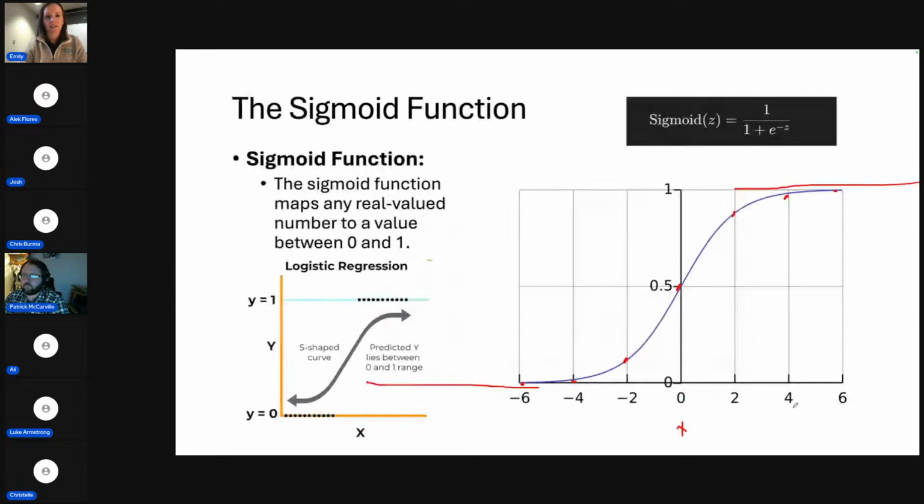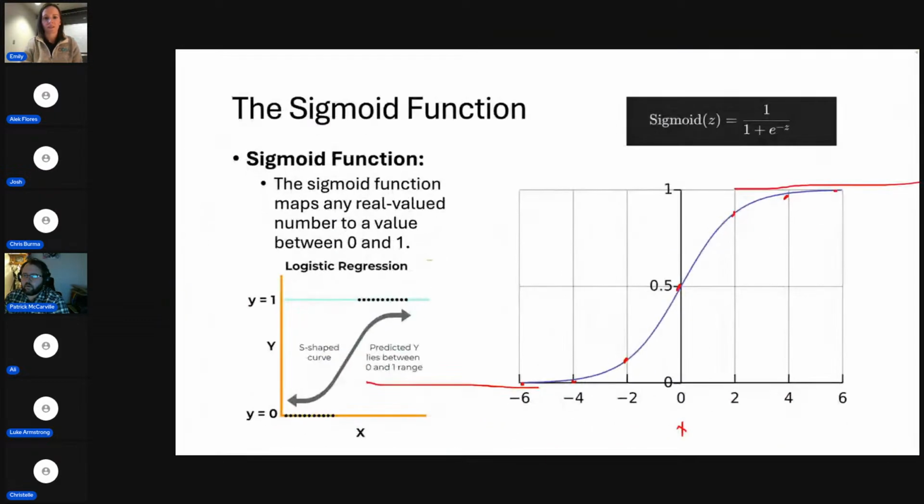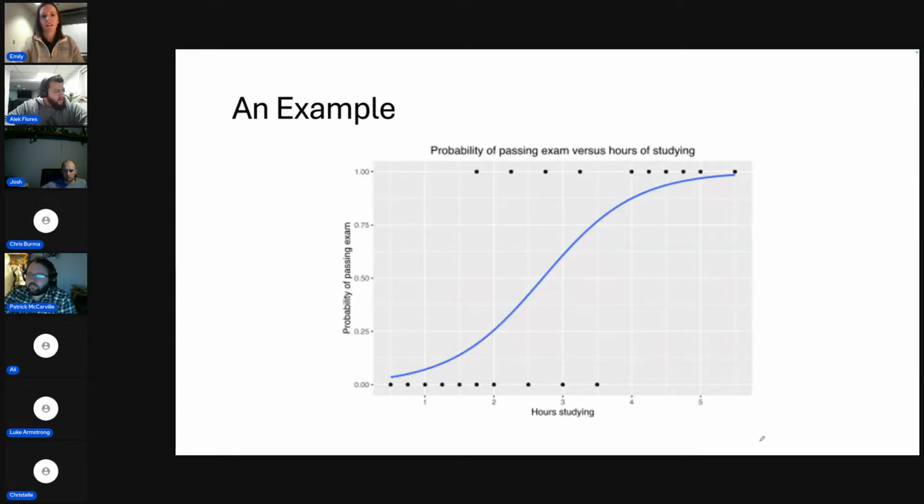All right, so how are we feeling about this conceptually? You guys may be wondering how does this actually work within a problem? How do we actually apply this to a data set? Let's look at the probability of passing an exam versus how many hours you spent studying for the exam.